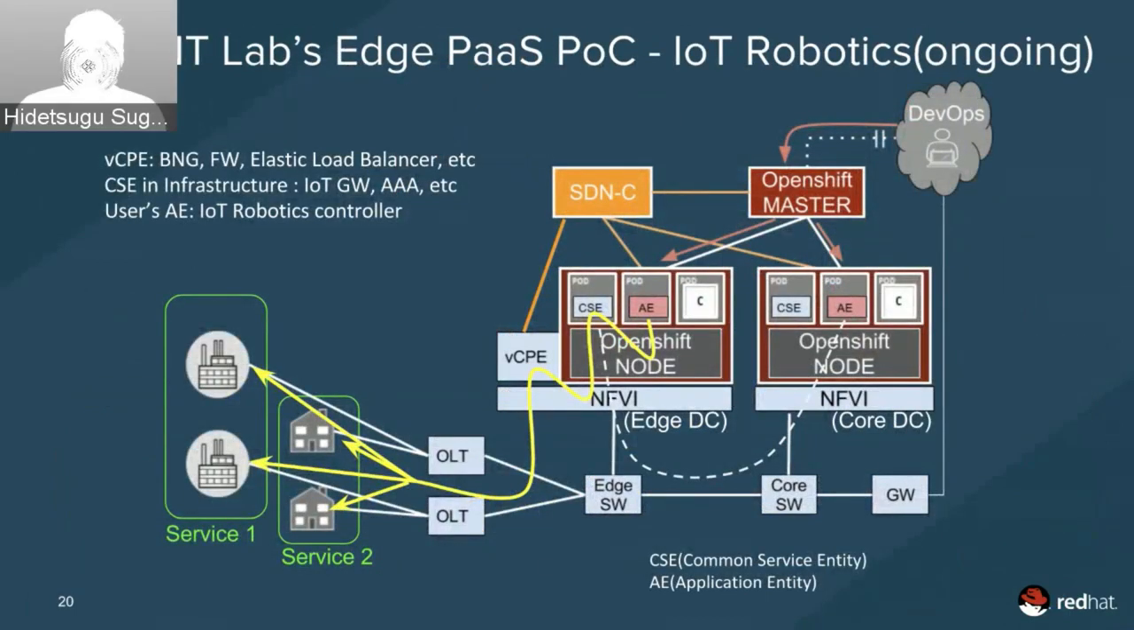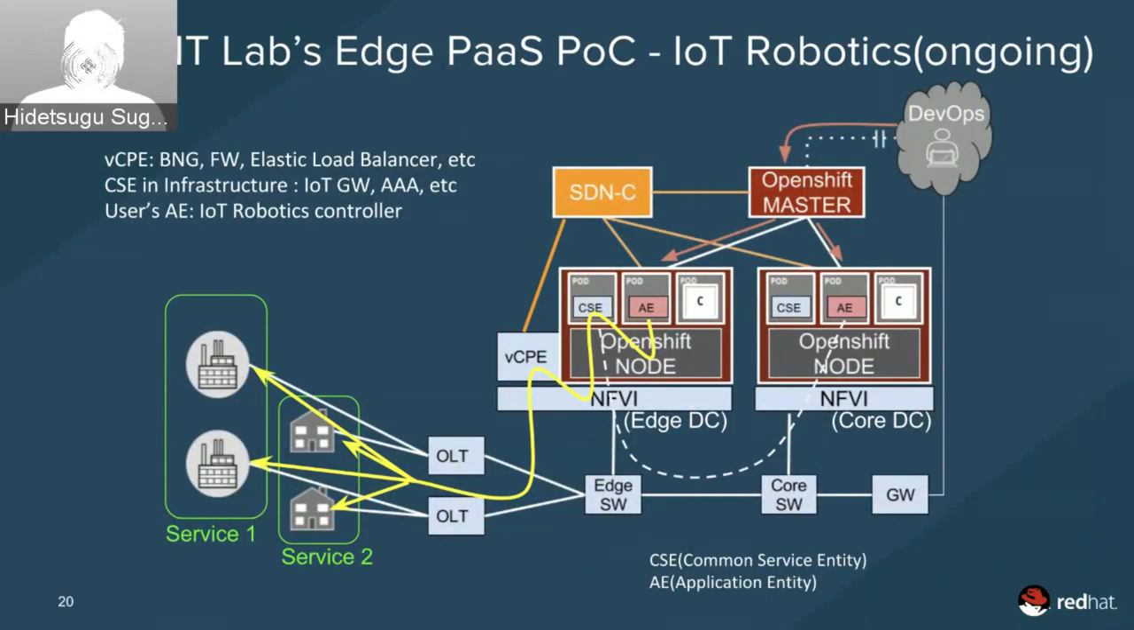Here is a POC we are working on with NTT Network Technology Laboratory. They implemented Red Hat OpenStack NFV multi-site and ran OpenShift. Actually, it's the Cloud Suite product that includes OpenStack and OpenShift. And they developed an IoT robotics controller prototype with OpenShift and ran the IoT robotics container application in a pod to control a robot remotely. Also, they are adding common service entities such as IoT gateway, DNS, and authentication service into the OpenShift container platform.